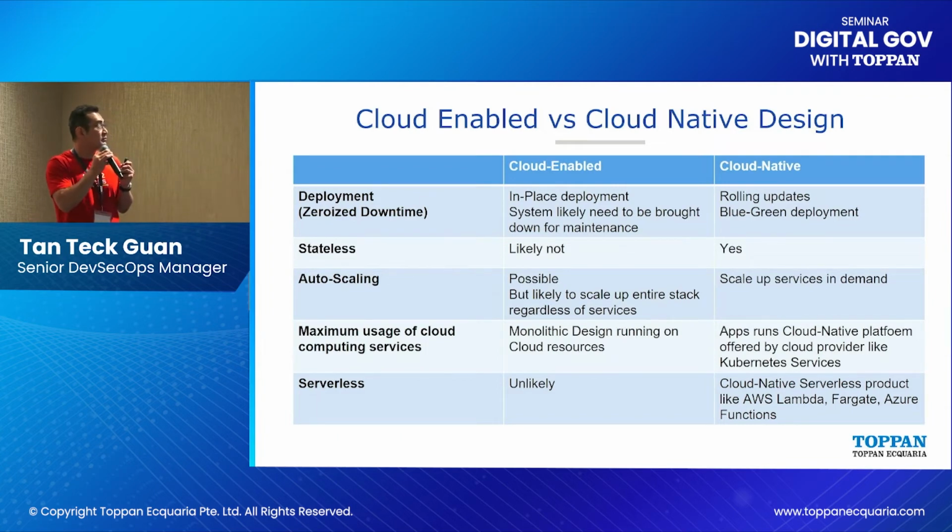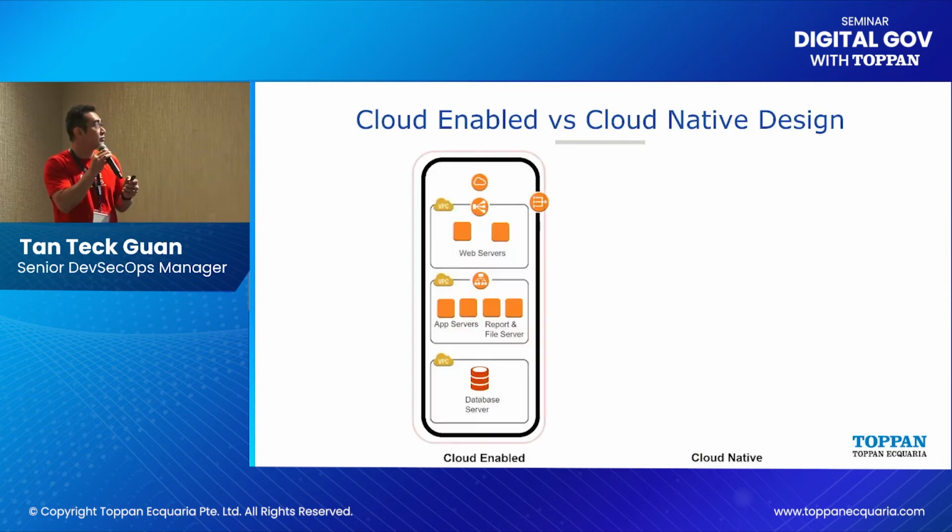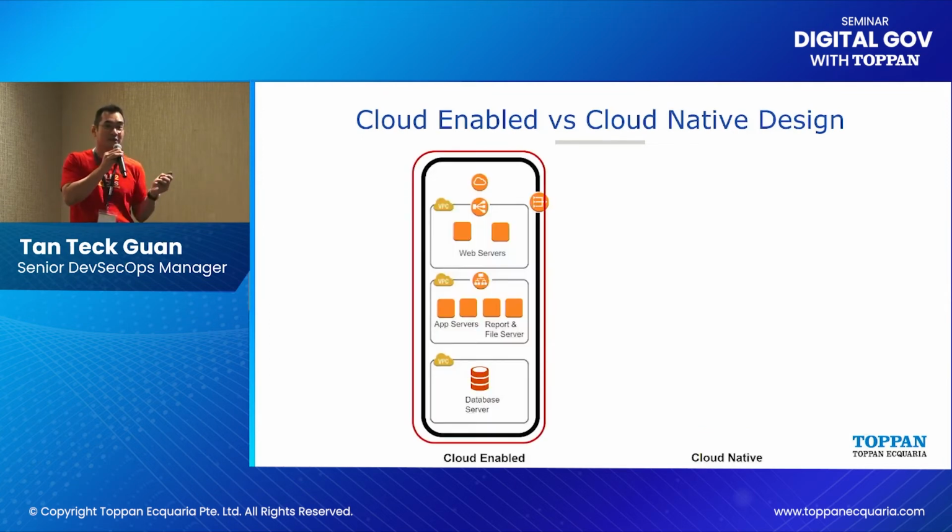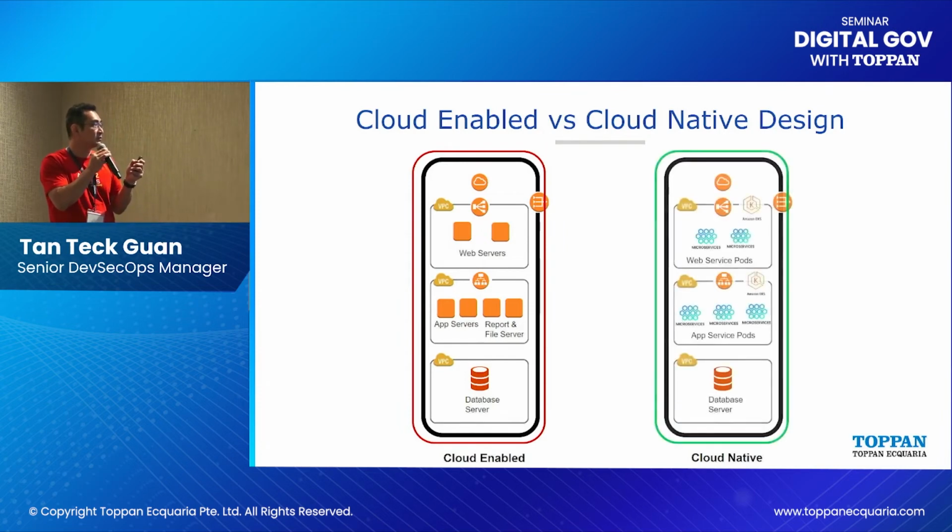So serverless, cloud enabled unlikely to use any serverless product. But cloud native, you may use serverless products like your AWS Lambda function, your Fargate, or your Azure Functions. So you're likely to use all this. So typically your cloud enabled design may look something like this: traditional web server, app server, report server, and a database server. Where your cloud native will be more like maybe an EKS cluster running your web services, or Azure cluster, and then all running microservices that can be scaled up and down on demand.